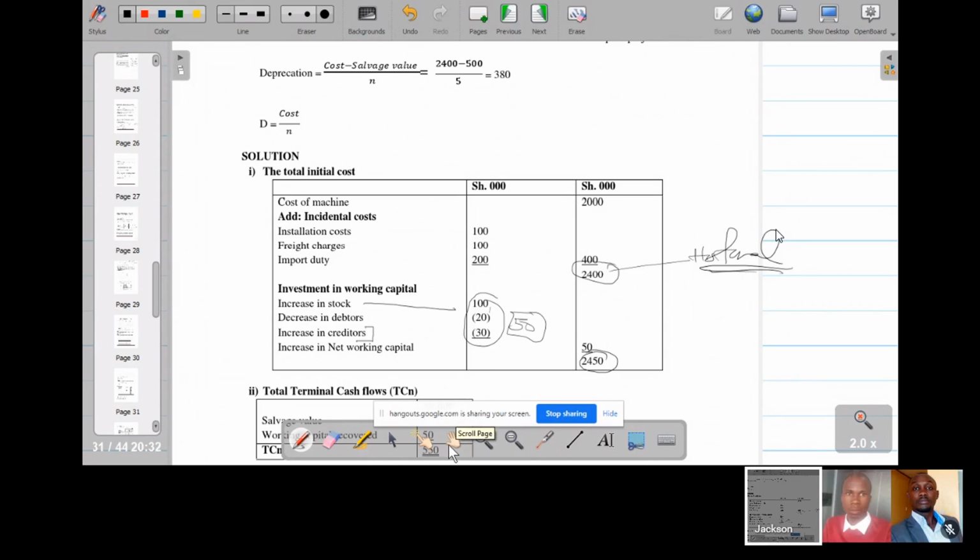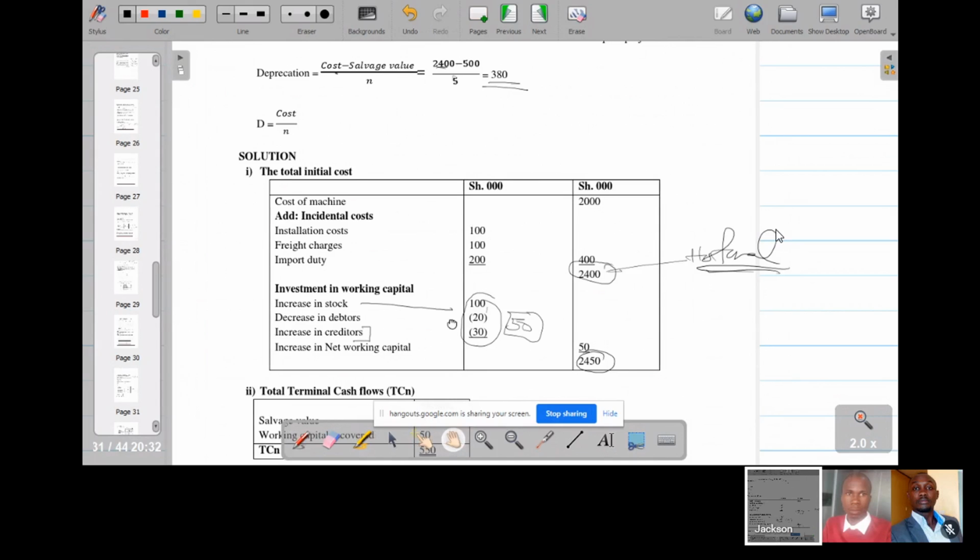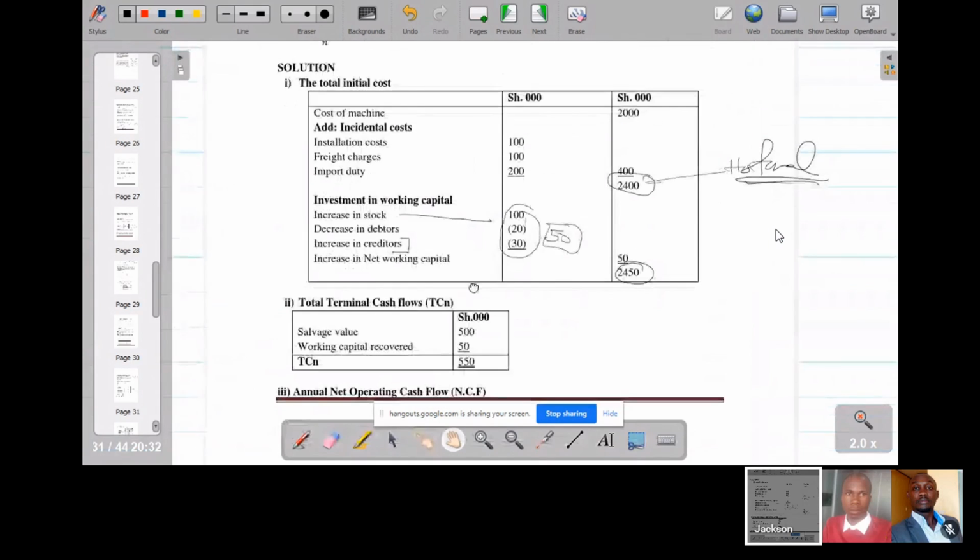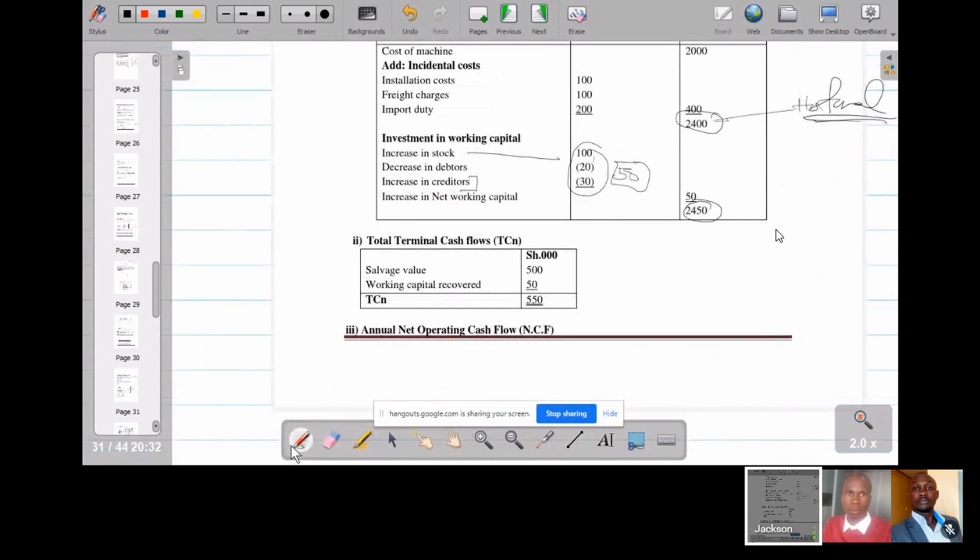It's clear? Then remember, depreciation is based on the historical cost. So you can see depreciation here is cost of 2.4 minus 500,000 divided by 5. So every year it is losing 380,000. So the only terminal item which we have here is this one, salvage value. But if this is recovered towards the end, the net of 50.